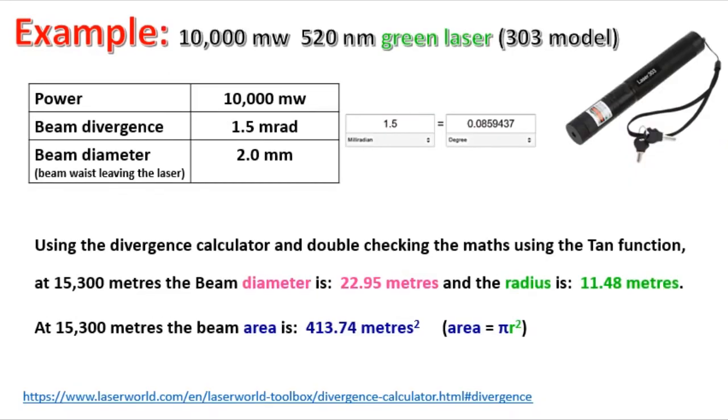Example: 10,000 milliwatt 520 nanometer green laser 303 model. Using the divergence calculator and double checking the maths using the tan function, at 15,300 meters the beam diameter is 22.95 meters and the radius is 11.48 meters. At 15,300 meters the beam area is 413.74 square meters.